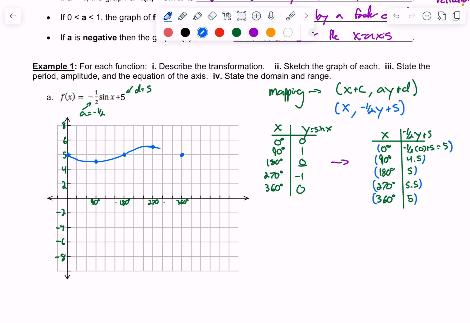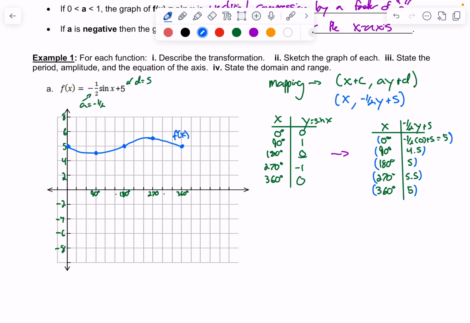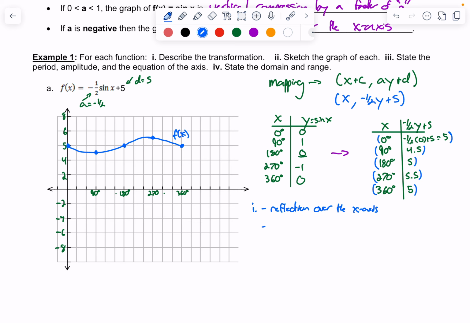There we go. Perfect. So we've graphed our function. This is f of x. This is that new transformed function. And now let's describe the transformations. Well, we can see that there is a reflection over the x-axis, because it's flipped upside down. Usually you go up first, but we went down.